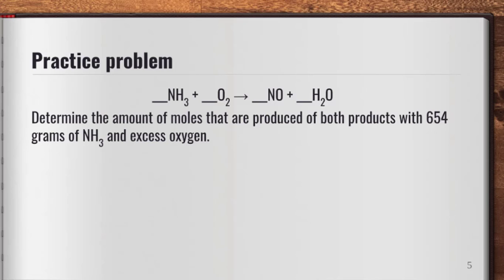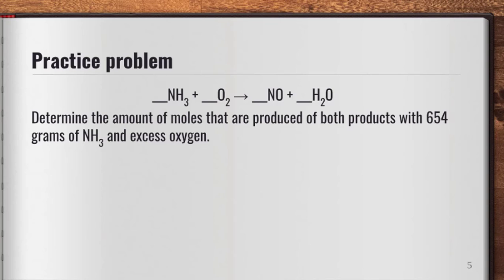Alright, so here is our practice problem. Determine the amount of moles that are produced in both of the products with 654 grams of NH3 and excess oxygen. Now that word is important here. You'll learn more about what that means when we talk about limiting reactant problems, but for right now, when it says excess, it just means that there is enough oxygen for all of the NH3 to be able to react with it. We'll look at that more when we start talking about limiting reactant problems anyways.